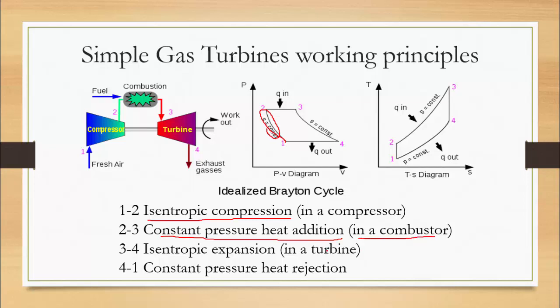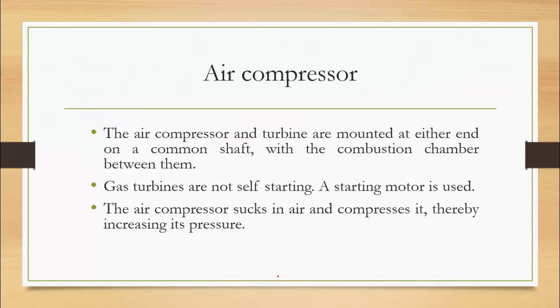In process 3 to 4, the high pressure air gets expanded in the turbine. That is, isentropic expansion happens in the turbine in the 3 to 4 stage, and in the 4 to 1 stage, a constant pressure heat rejection process takes place. This is the simple gas turbine working cycle, that is the Brayton cycle, right?